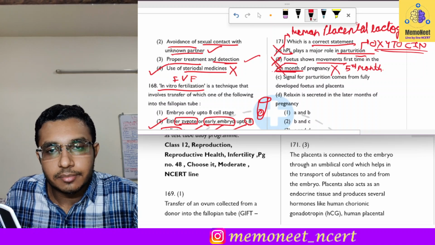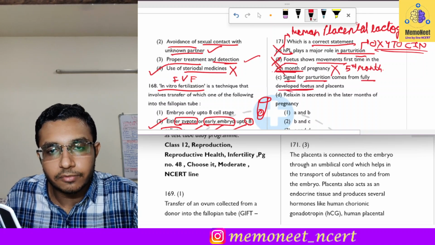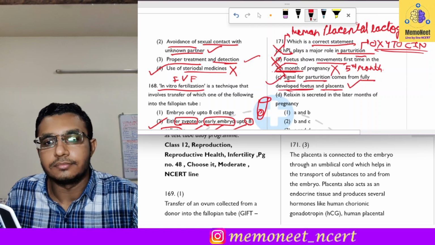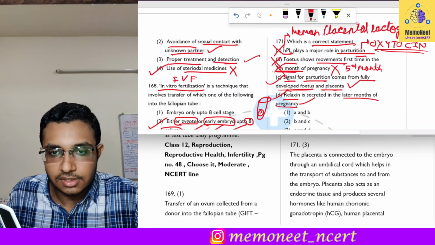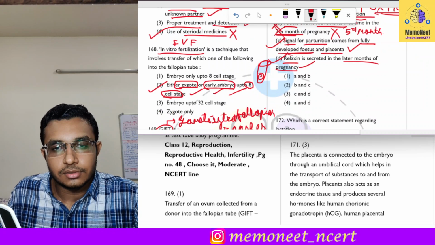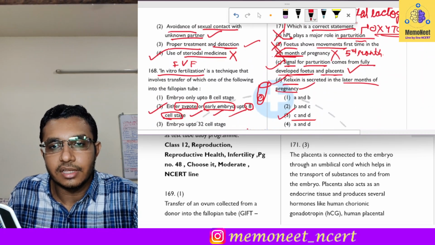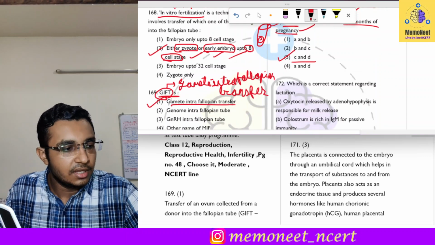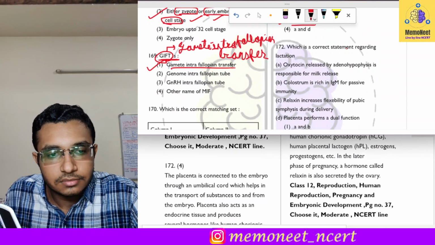Then statement C is signal for parturition comes from fully developed fetus and the placenta. So now this statement is correct. Okay, then statement D is relaxin is secreted in the later months of pregnancy. So statement D is also correct. So here the correct statements are statement C and statement D. Therefore the correct answer of this question is option 3. Now moving on to the next question, that is question number 172.